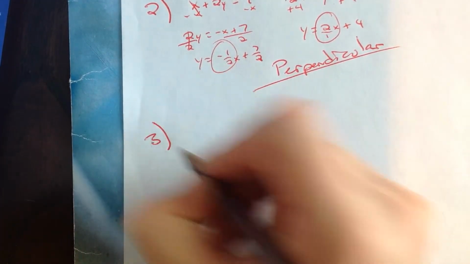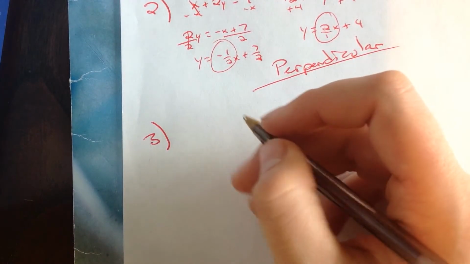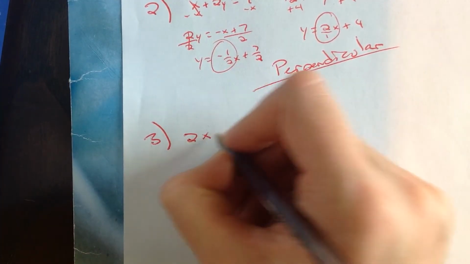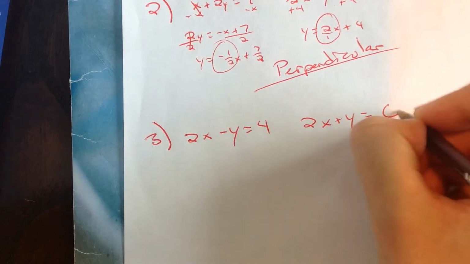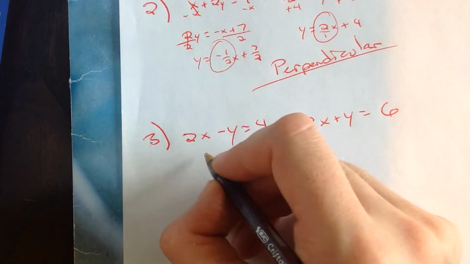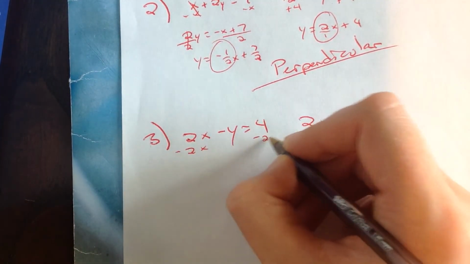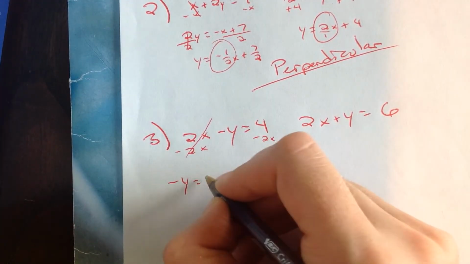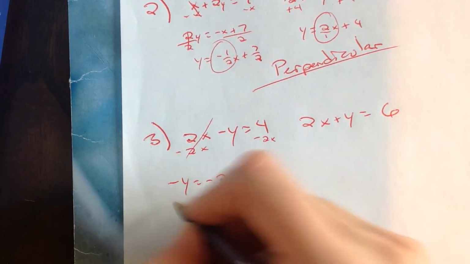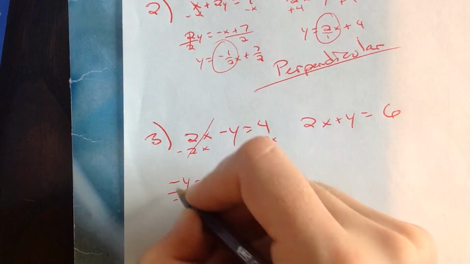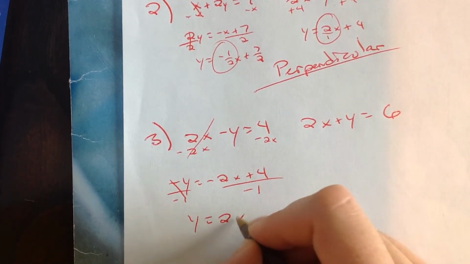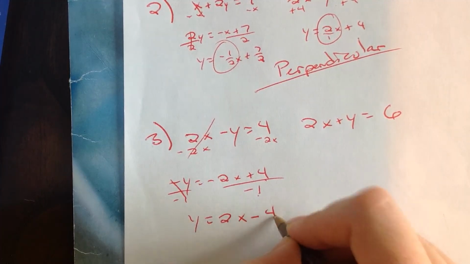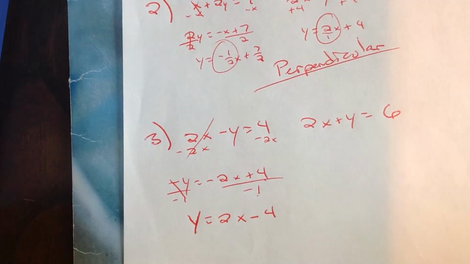Lastly, say I was given 2x minus y equals 4 and 2x plus y equals 6. Solving for y, we're going to subtract 2x. Negative y equals -2x plus 4. Divide both sides by -1. -2 divided by -1 is 2. 4 divided by -1 is -4. So there's our first equation solved for y.